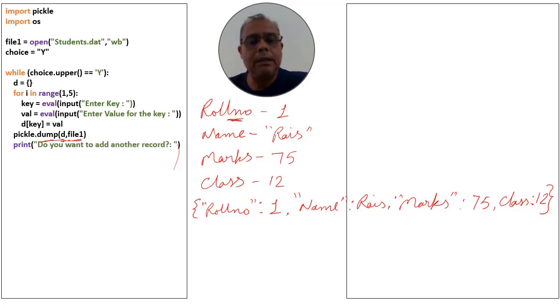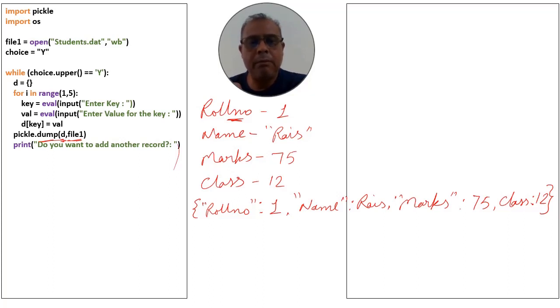Now here in the next line we are again going to ask the choice of the user whether the user wants to add one more record in the file or not. If the user presses Y either in capital or small, the while loop will execute again and the same process will be repeated. Again we will enter roll number, name, marks, class.